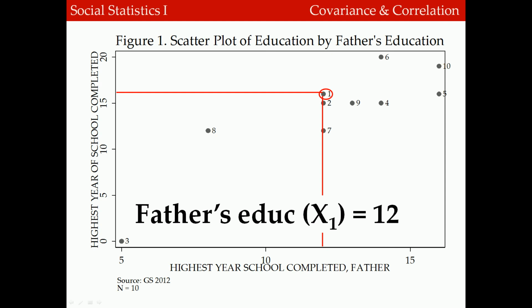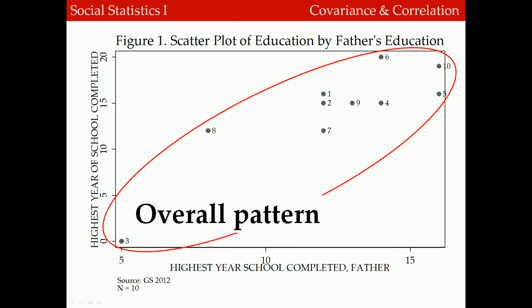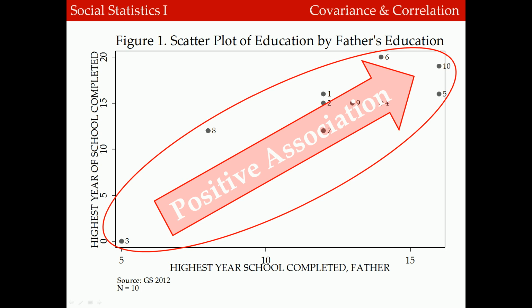Now, what's the overall pattern here? Well, you can see that there seems to be a tendency for education to increase along with father's education. In other words, as we go from low values of father's education to high values of father's education, we're also going from low values of education to high values of education. And that means that there's a positive association here.